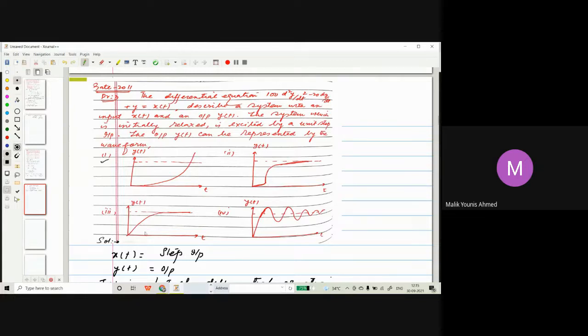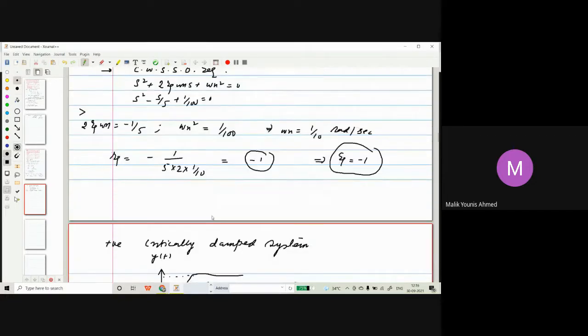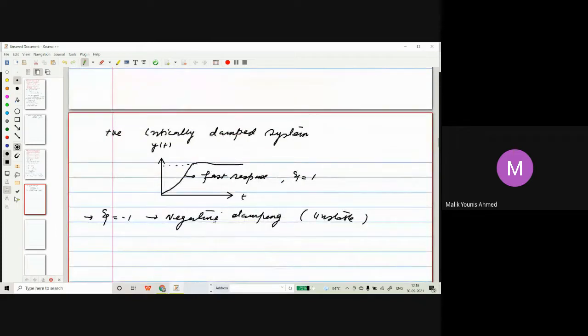Out of these, first and third, there is confusion, but since xi is not positive, we can't get this type of response. So xi is negative, so we are getting negative damping. So that's the option here. See, he has changed only a bit, but you can choose the options. I hope everybody has understood this.